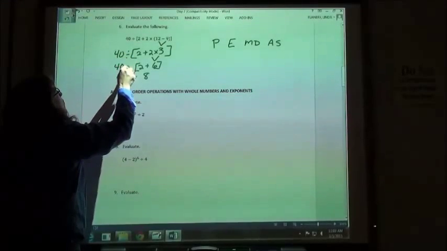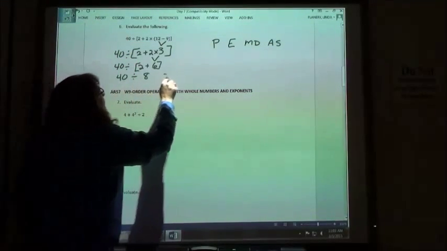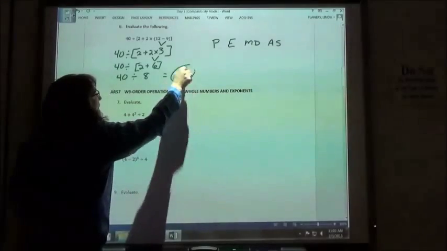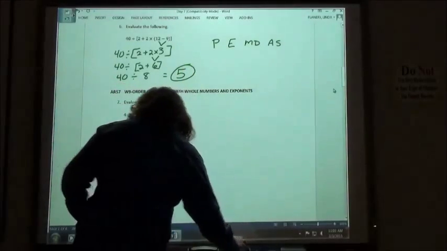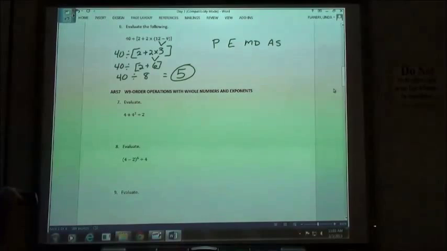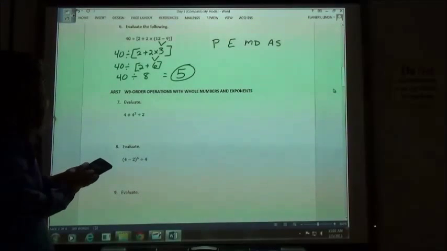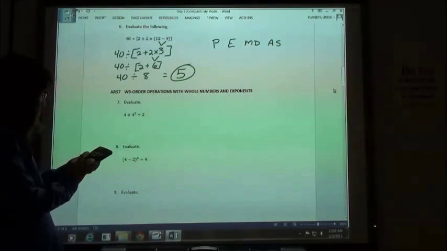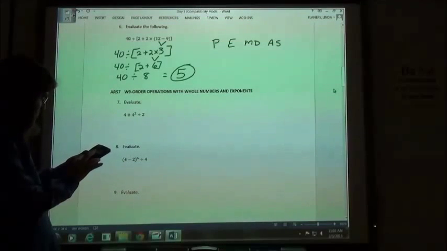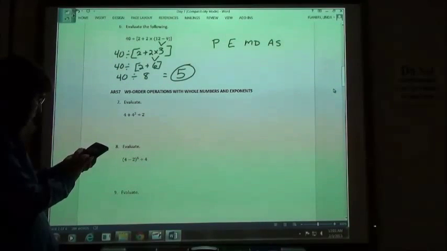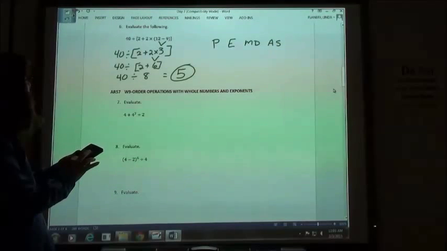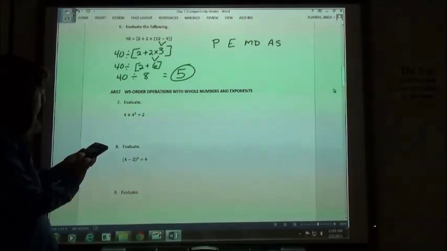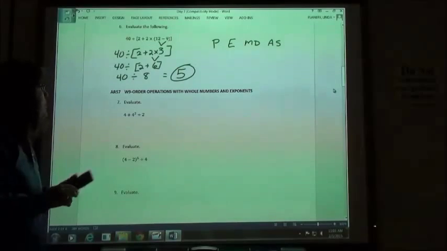Bring down the rest of my work. 40 divided by 8, going to give me 5 for my answer. So again, if I check that with my calculator, 40 divided by parenthesis, 2 plus 2 times parenthesis, 12 minus 9, close my parenthesis again, hit equals, and I get 5.